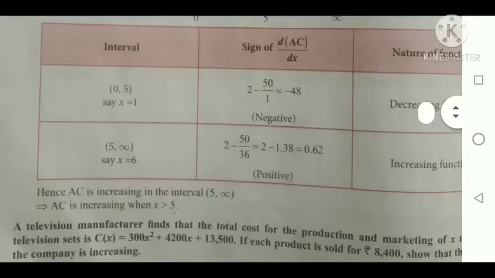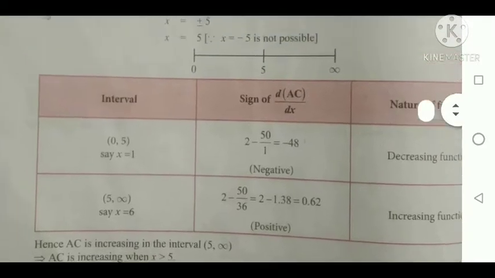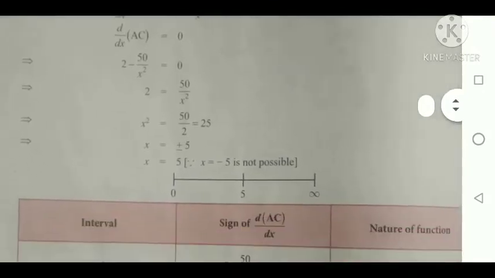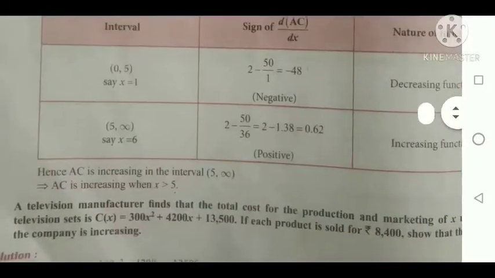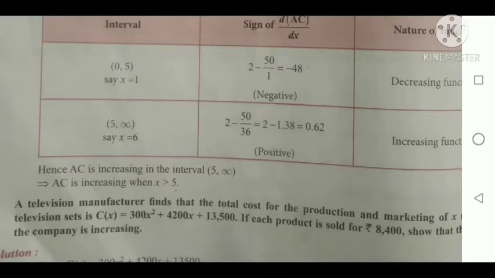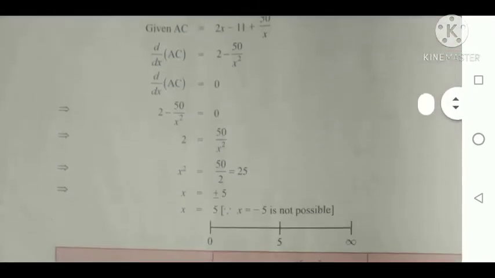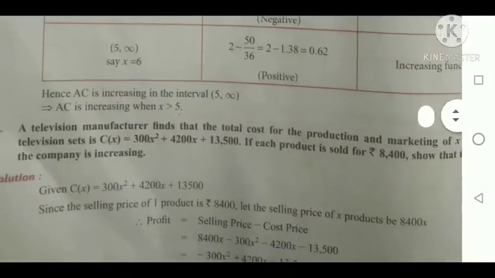So like this we find that AC is increasing in the interval 5 to infinity and decreasing in the interval 0 to 5. The question asked is for which AC is increasing. So we denote the answer like this. Hence AC is increasing in the interval 5 to infinity, that is, when x is greater than 5. If it is less than 5, it is decreasing. Now we move on to the next question.